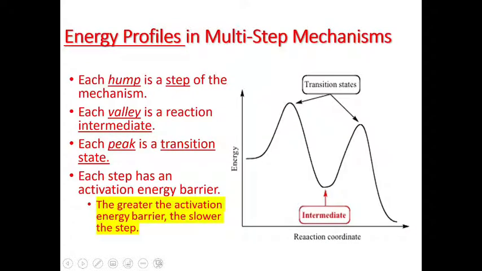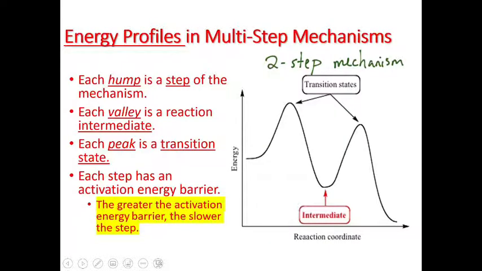This graph presents a two-step mechanism. Each hump is a step, so I'm just going to put a little note here: this is a two-step mechanism. It would say step 1, blah, blah, blah, step 2, blah, blah, blah, just like we see above on the notes page as an example. Each hump is a step in the mechanism.